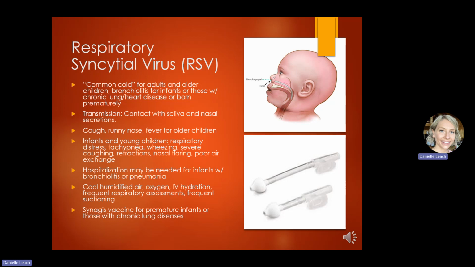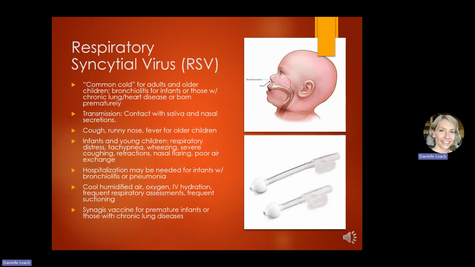Signs and symptoms: cough, runny nose, and fever for older children. For younger children, this is where we're talking more about bronchiolitis. So it could turn into respiratory distress, breathing quickly, wheezing, severe coughing, retractions, accessory muscle use, nasal flaring, poor air exchange. Hospitalization could be needed for infants with bronchiolitis or pneumonia.